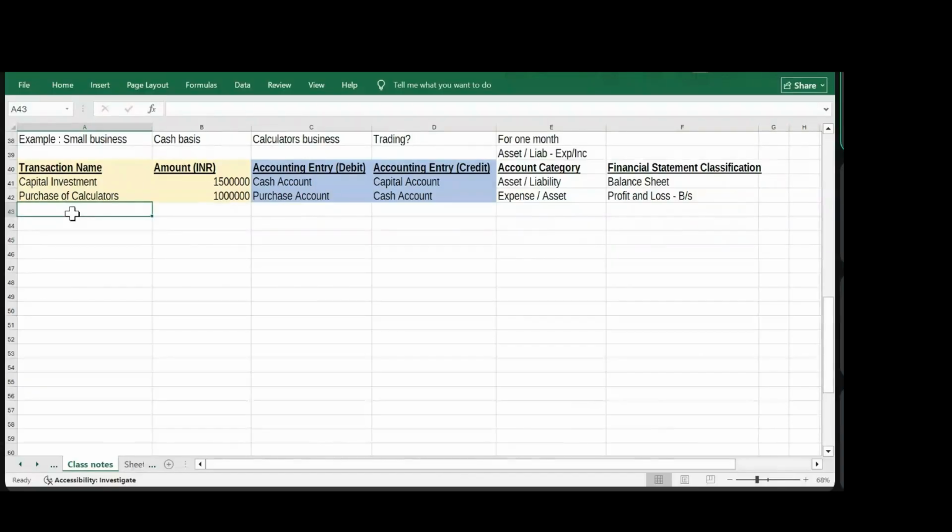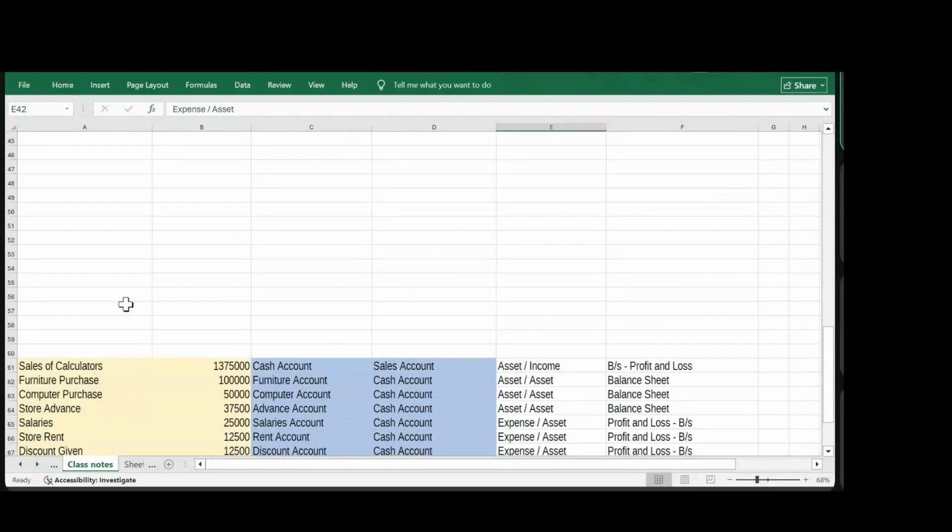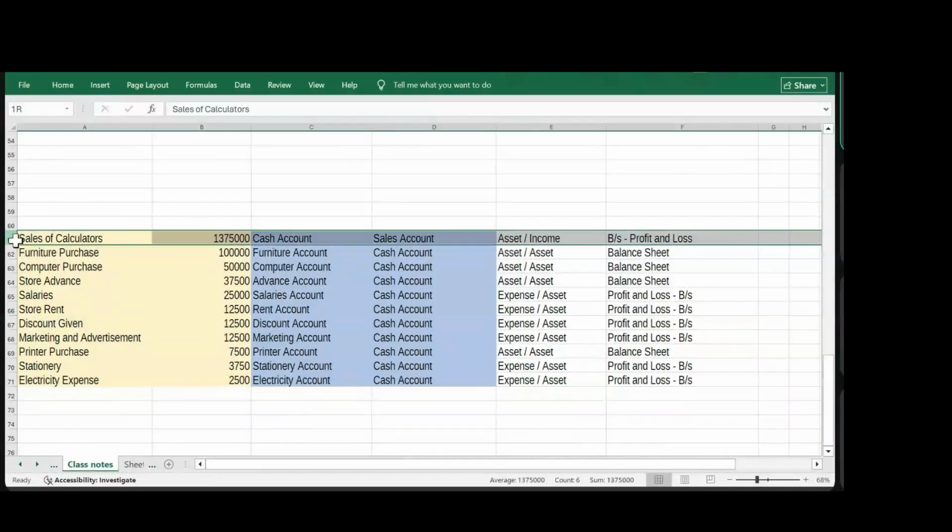Now, once I invested money, I will be buying, correct? I'm buying for 10 lakhs. And what are the two accounts involved here? Purchase account, cash account. One is expense. This is asset. The first one will go into profit and loss account. The next one will go into balance sheet. Okay. Without much secrecy, I will show you this is what I've done.